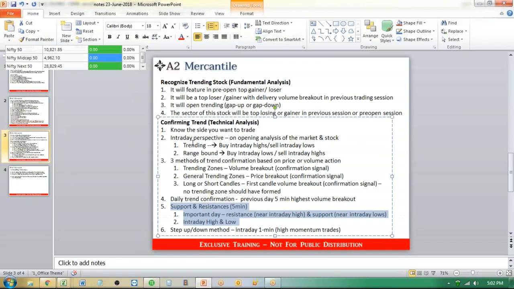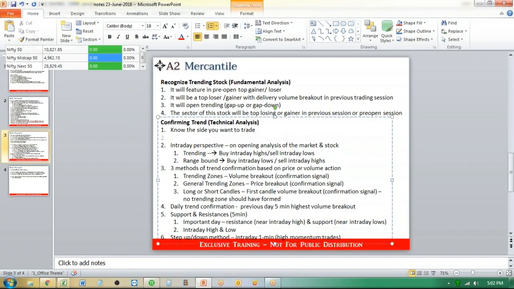Okay, I'm adding one more thing over here in the confirming trends, which we forgot to mention. It is the previous day's last zone. So, opening above or below. I just added it so that you don't lose track of this.